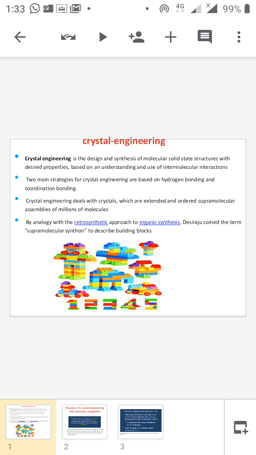By analogy with the retrosynthetic approach in organic synthesis, we can also use supramolecular synthons to describe the building blocks in supramolecular chemistry. In retrosynthetic analysis, as we discussed in the organic chemistry chapter, we take a target molecule, and by cutting this target molecule we get subunits, or starting materials, that we call synthons. By combining these synthons we get the target molecule. Similarly, we can use supramolecular synthons to describe the building blocks in supramolecular chemistry.